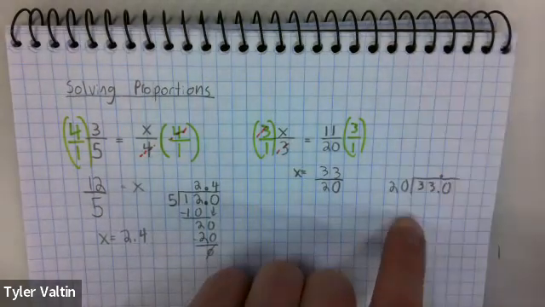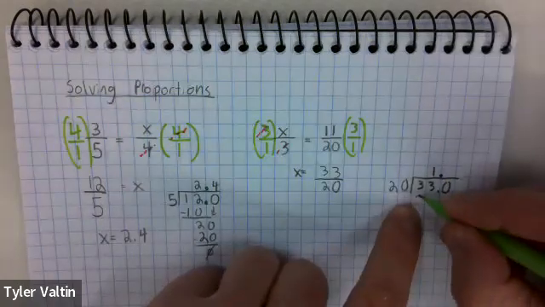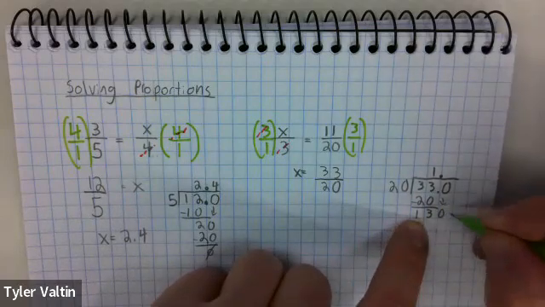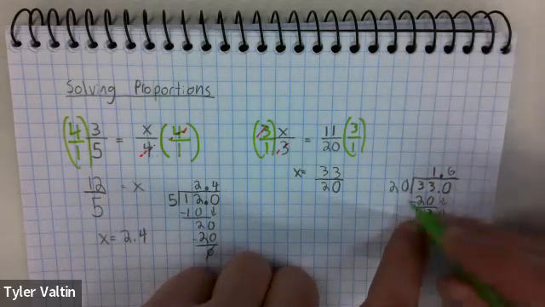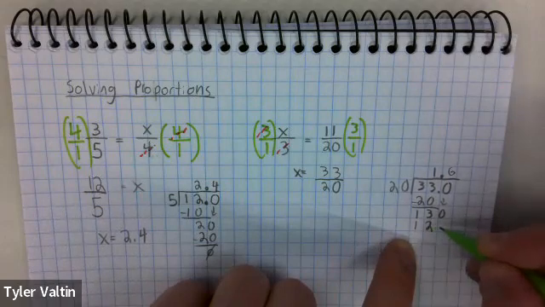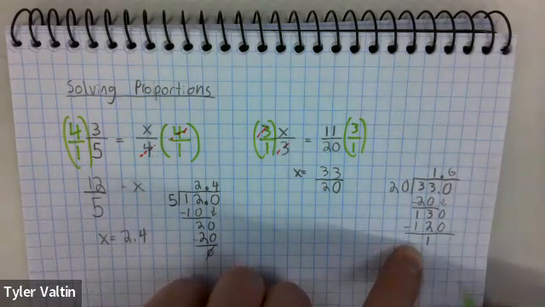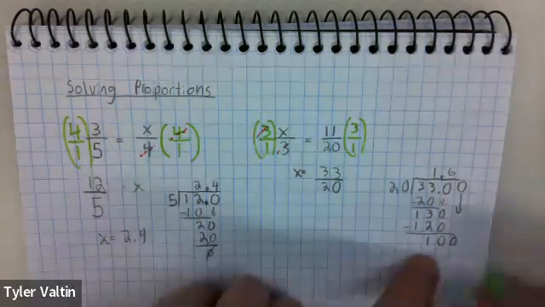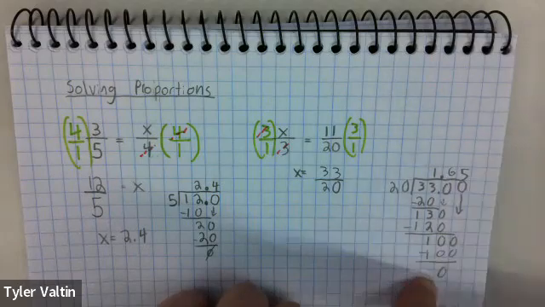I know I'm going to have a decimal in this problem because I know that 20 doesn't go into 33 nicely. 20 goes into 33 one time. 1 times 20 is 20. I've got 13 left over. Bring down the 0. 20 goes into 130 6 times. 6 times 20 is 120. Subtract. Bring down. Subtract, I've got 10 left over. I'm going to add another 0, bring that down, and 20 goes into 100 5 times. 5 times 20 is 100. I've got nothing left over, nothing to bring down.